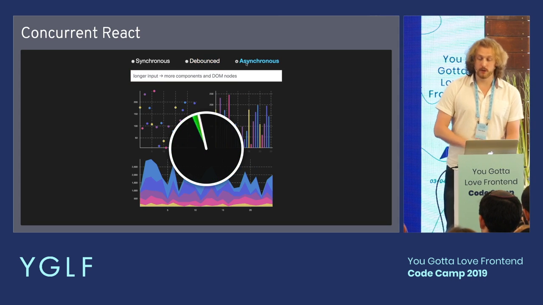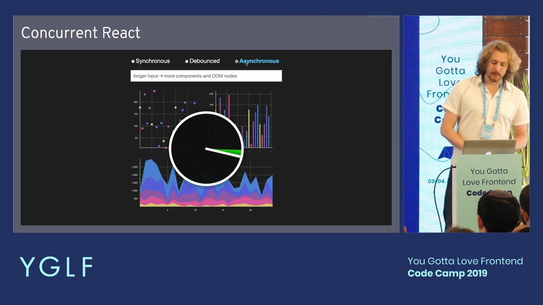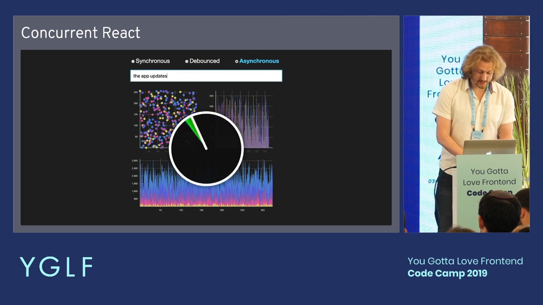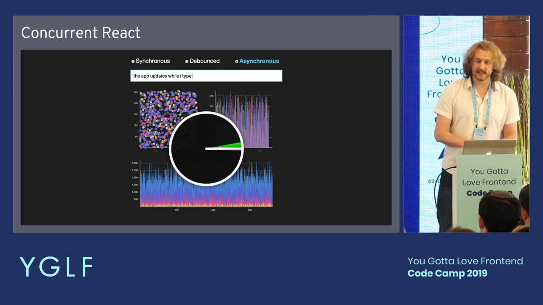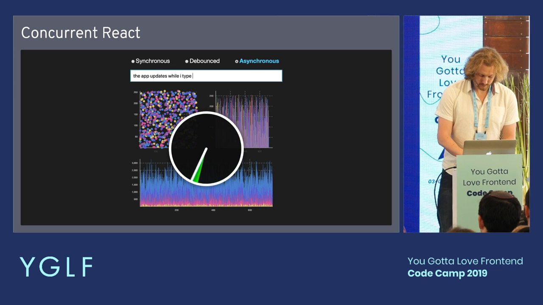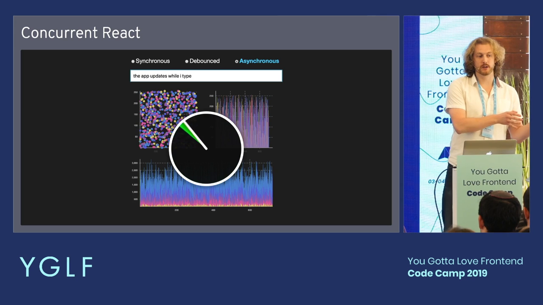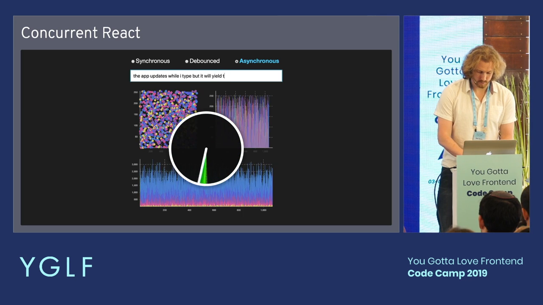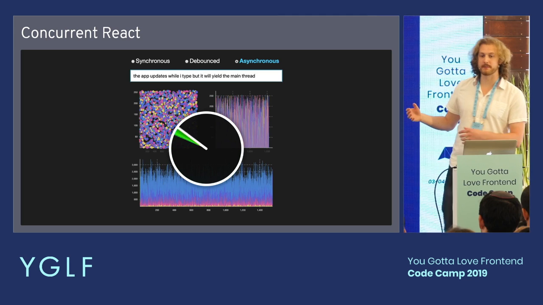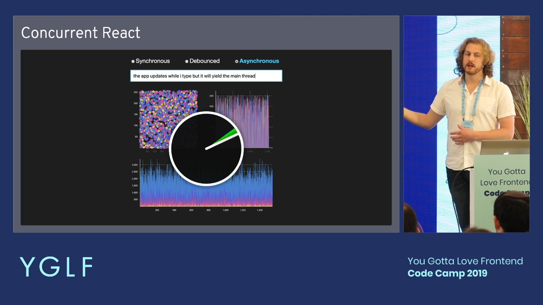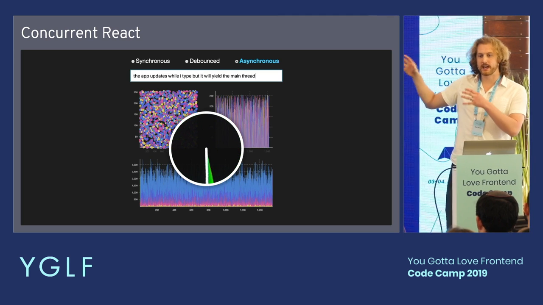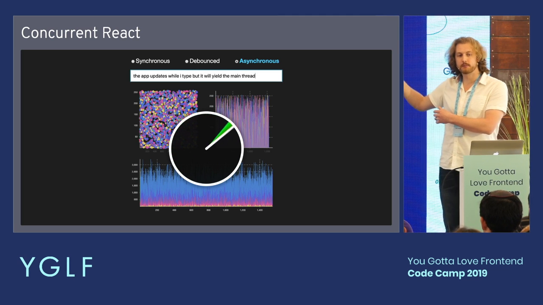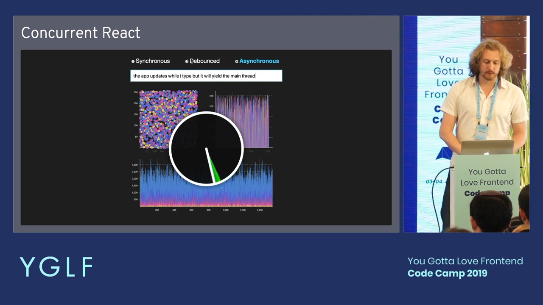Now, concurrent mode, or async mode, as it was referred to at the time, is the best of both worlds. The app updates while I type, but if it gets too much, then it will chunk up the work and yield back to the main thread. So the frustration meter stays green the whole time. But you might notice that as we get more and more complex, it starts to get a little bit slow to update the graph in the background.